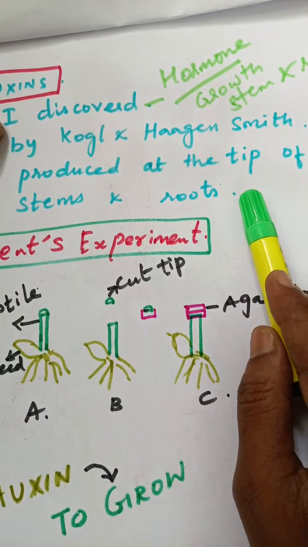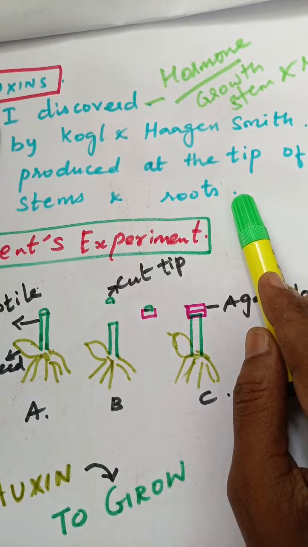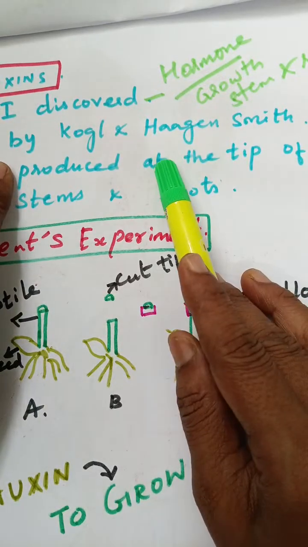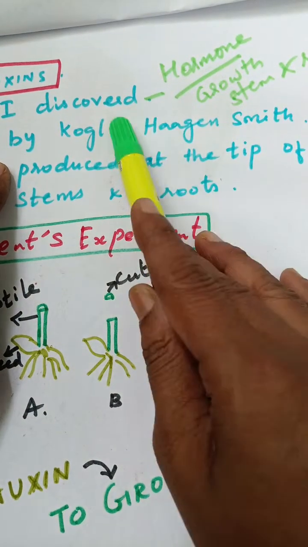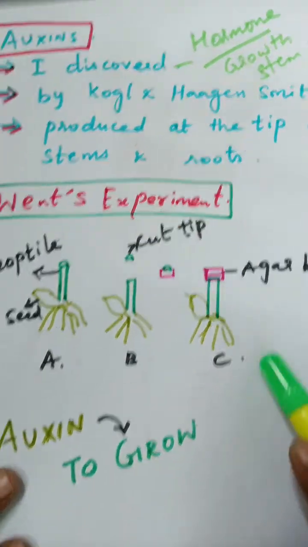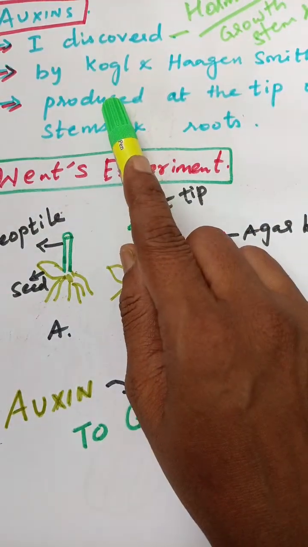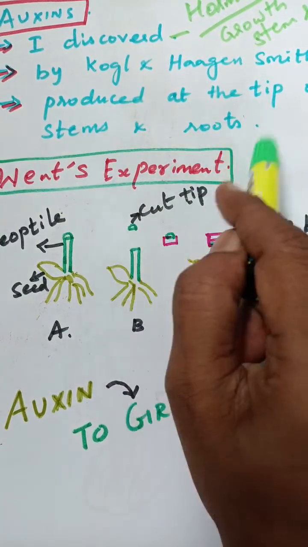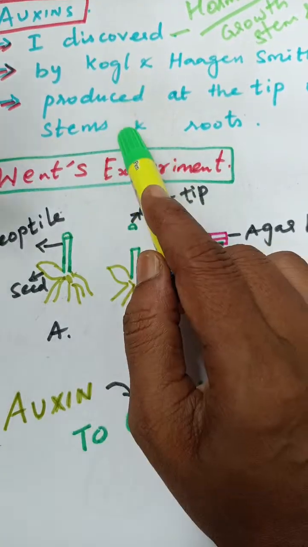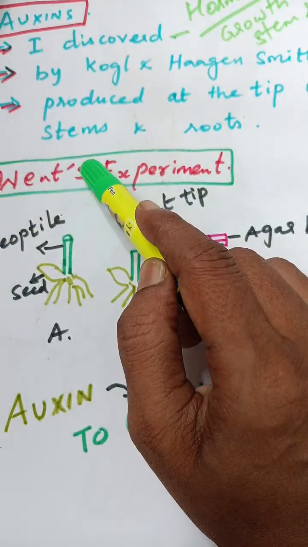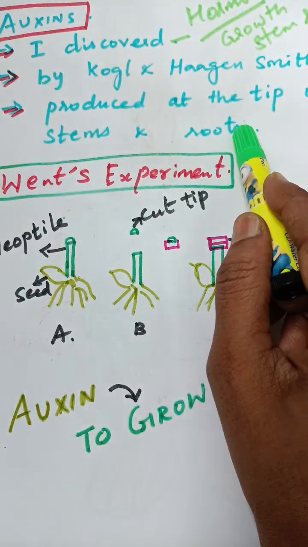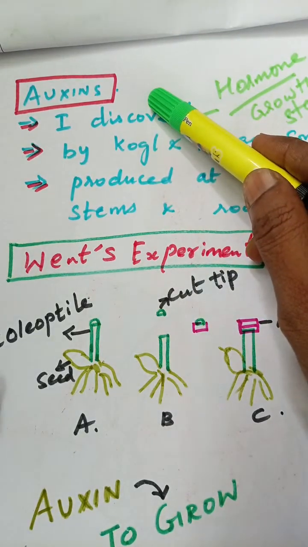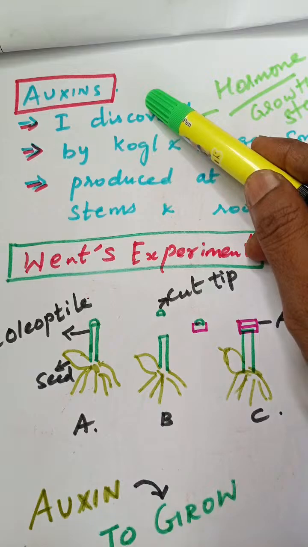It is the first hormone produced by the plants, and it was discovered and introduced by the scientists Koch and Hagen. When it was discovered, it was found at the tip of the stems and the roots. So that is how the shoot system will grow, elongate, and develop, and similarly the roots also. It's mainly because of auxins. So we can simply say that auxin means to grow.